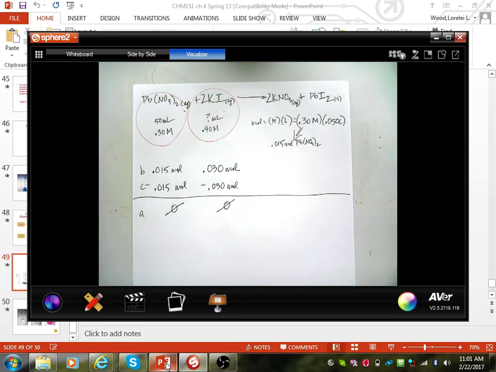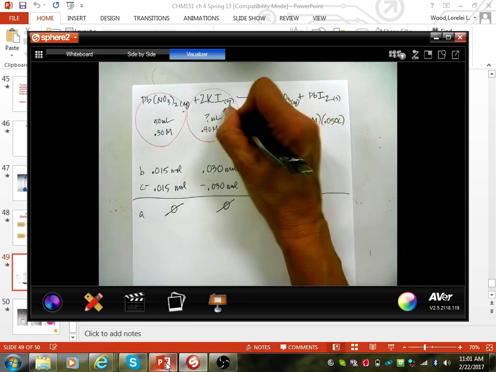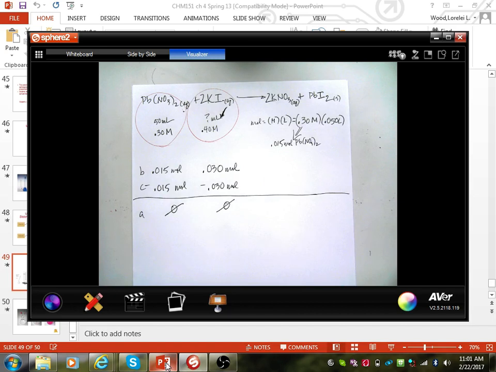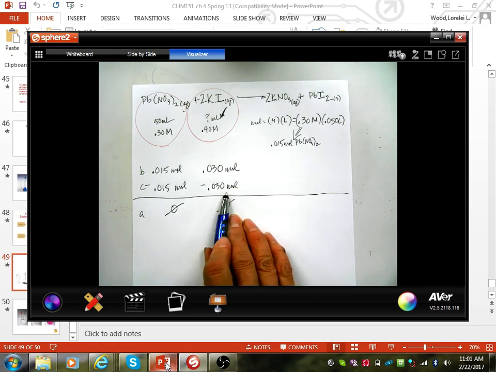But that doesn't tell me the answer to my problem, does it? The problem asked me, how many milliliters of this stuff do I need? Does this give me the answer to the problem of milliliters? No. What do I have that can get me closer to milliliters? I got moles of this stuff. What else do I have?